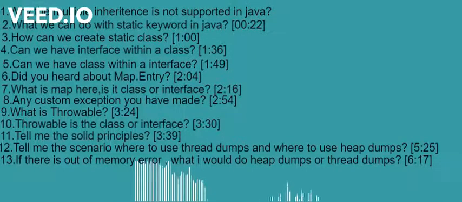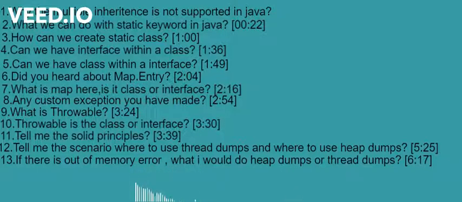Did you hear about Map.Entry? Yes, it is actually used to iterate the map. Okay. And what is Map here, is it a class or an interface? Map is an interface. And what is Entry? Entry, I think it is also an interface. Okay. So Map.Entry is what? We can have an interface within an interface, you mean to say. Yes, we can have. Okay.